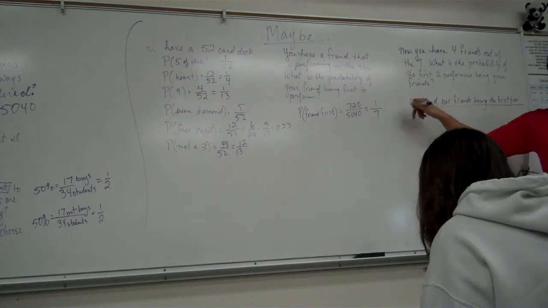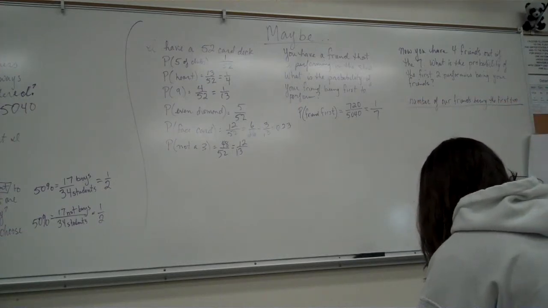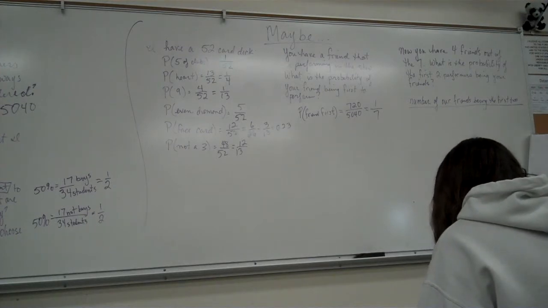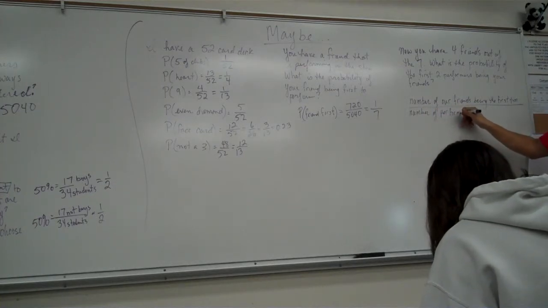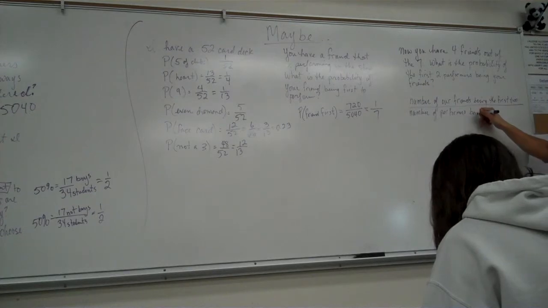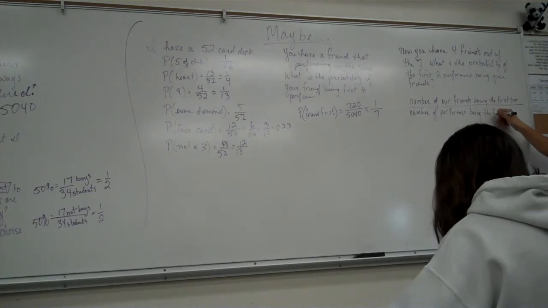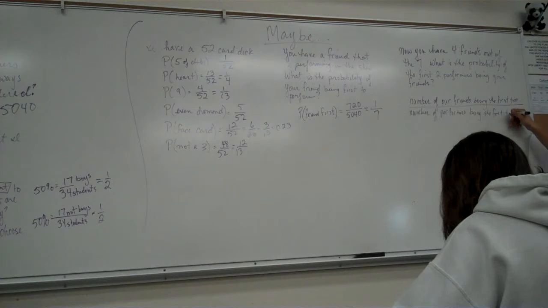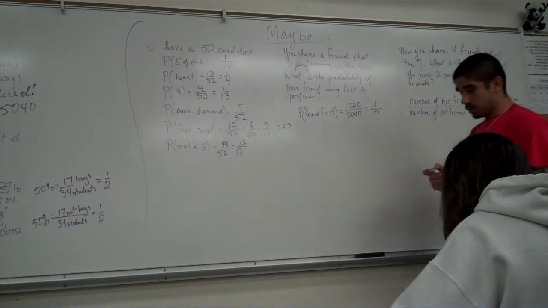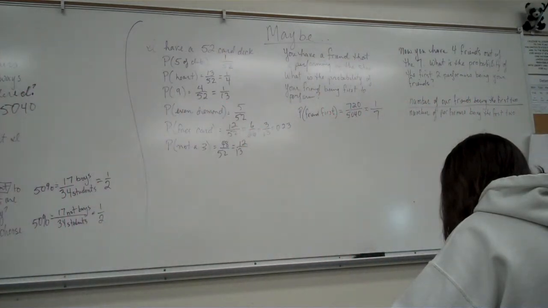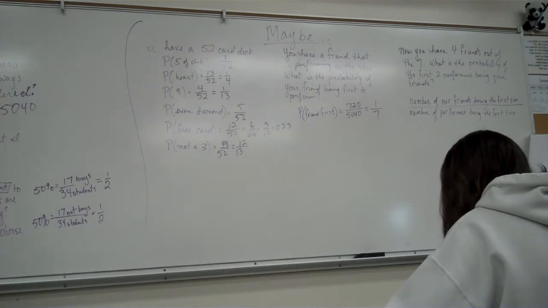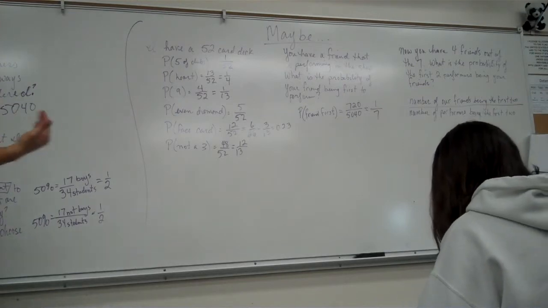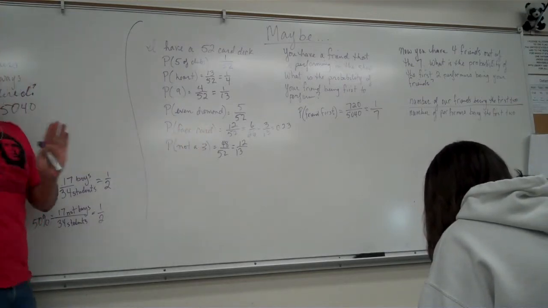So, the number of our friends being the first 2. That's what we have to consider: the number of our friends that are the first 2 out of the number of performers being the first 2. The number of successes will be the number of our friends being the first 2. The total that we're looking for is the total number of performers being the first 2.